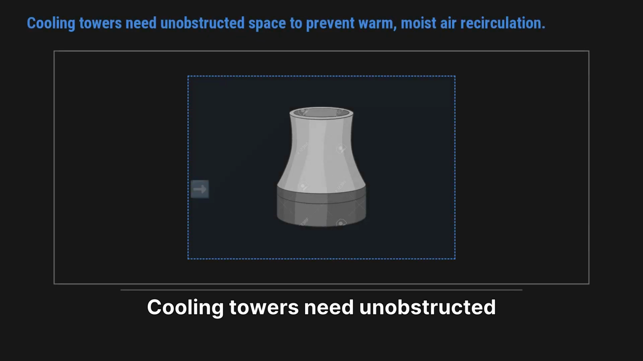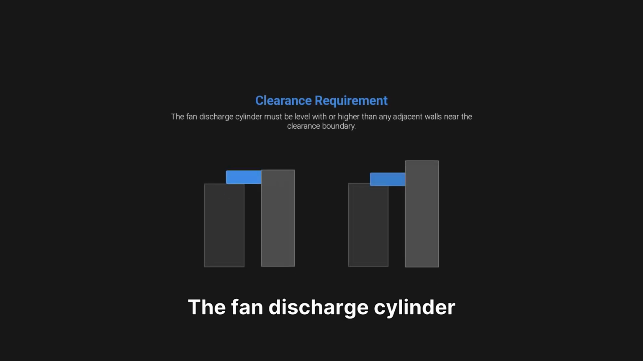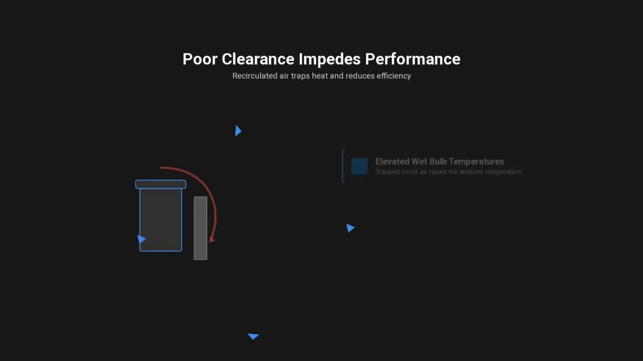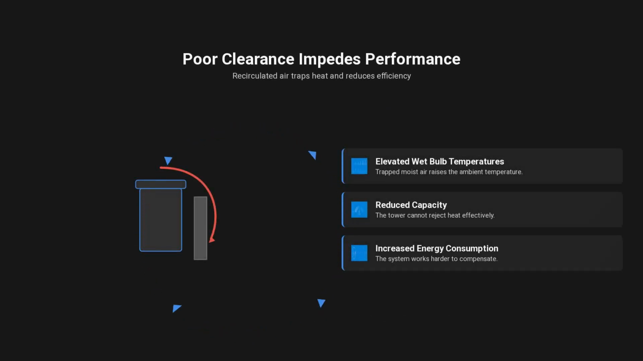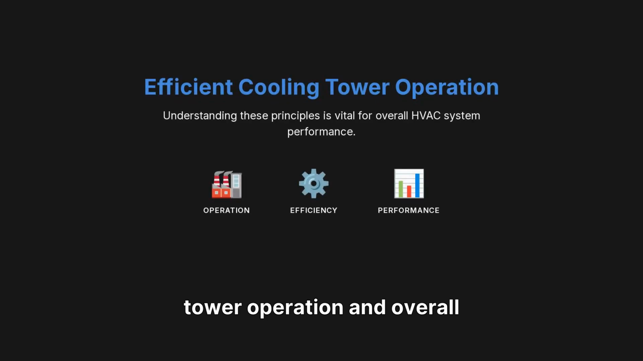Cooling towers need unobstructed space to prevent warm, moist air recirculation. The fan discharge cylinder must be level with or higher than any adjacent walls near the clearance boundary. Poor clearance leads to elevated wet bulb temperatures, reduced capacity, and increased energy consumption. Understanding these principles is vital for efficient cooling tower operation and overall HVAC system performance.